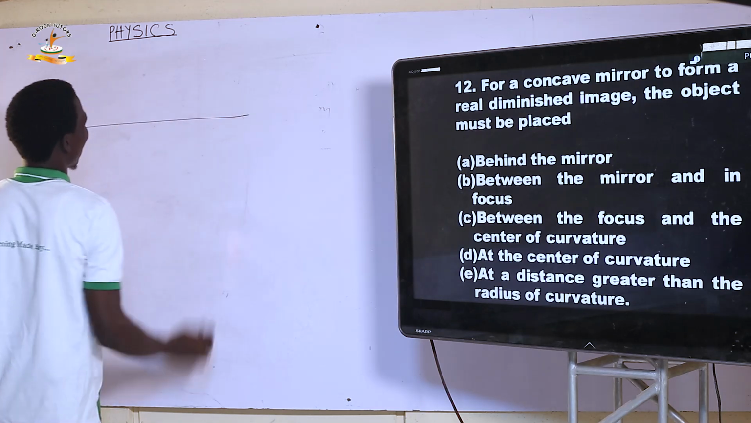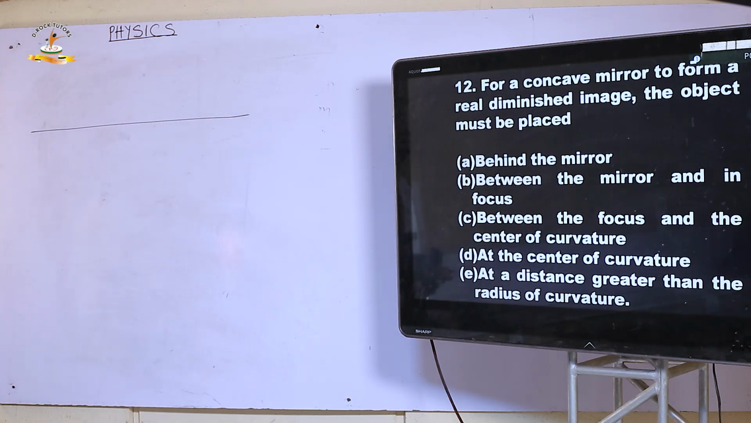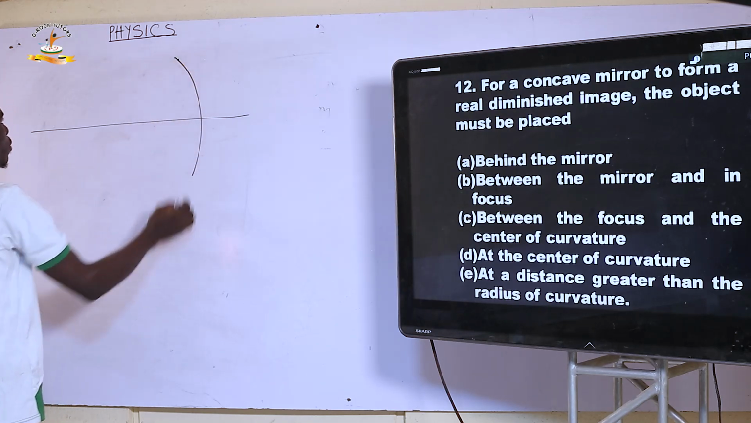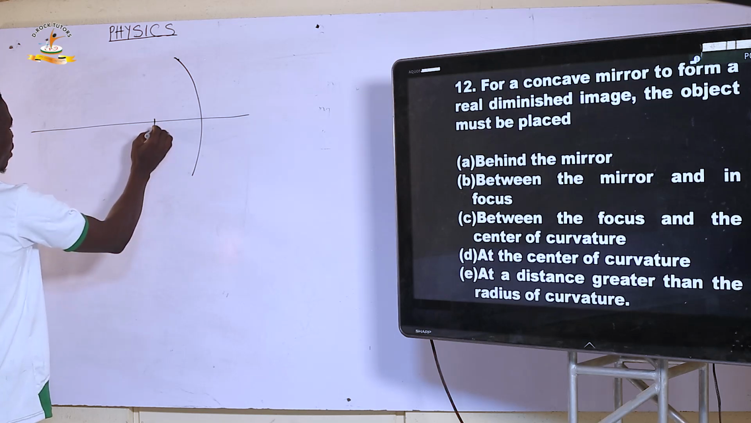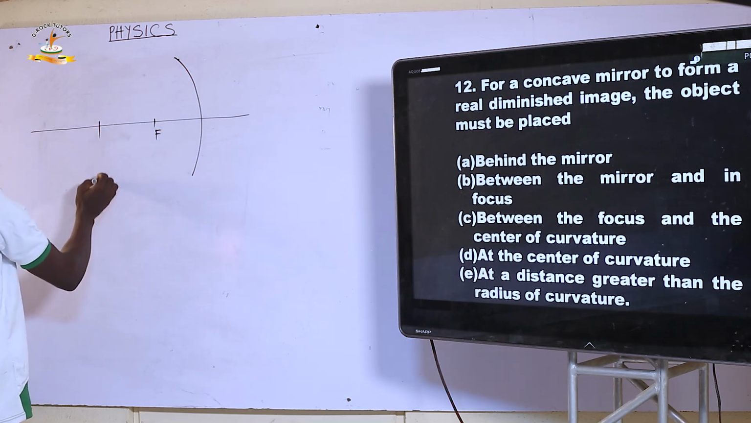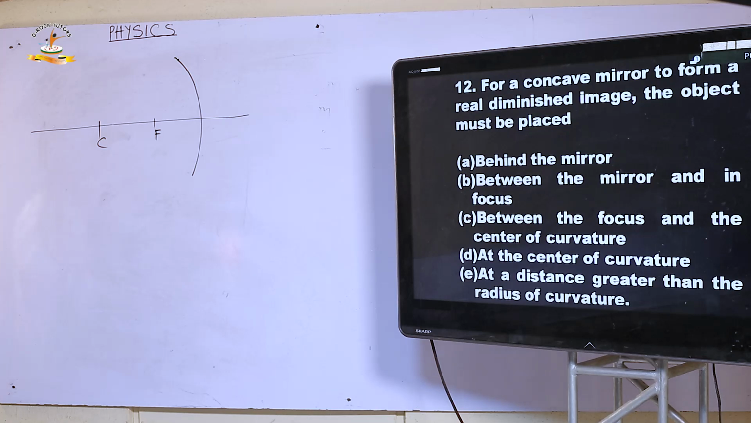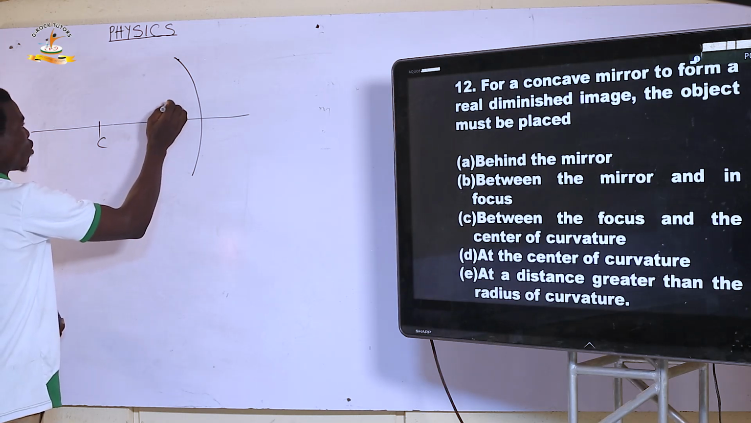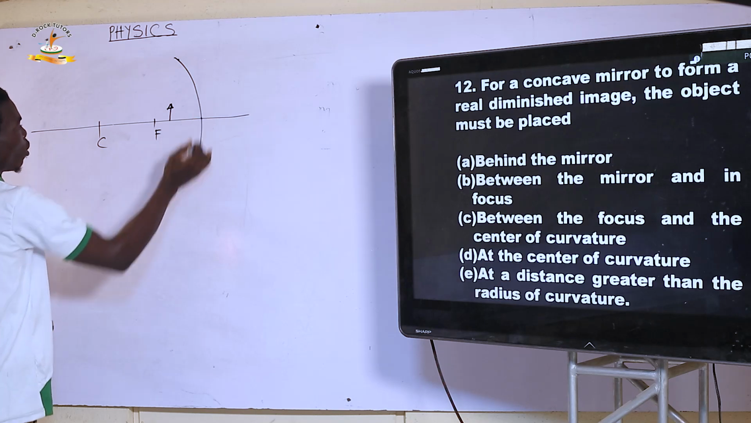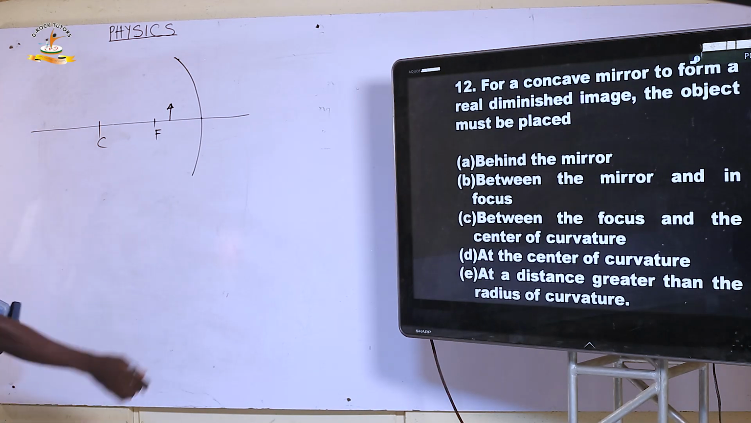We have a line known as the principal axis, a line that is just passing through the pole of the mirror. So this is the concave mirror, and we have a focal length F, and a center of curvature C. Let's take a look at the various places our objects can be, and the different images each is going to give us. The first one is just between the pole of the mirror and the focal length.